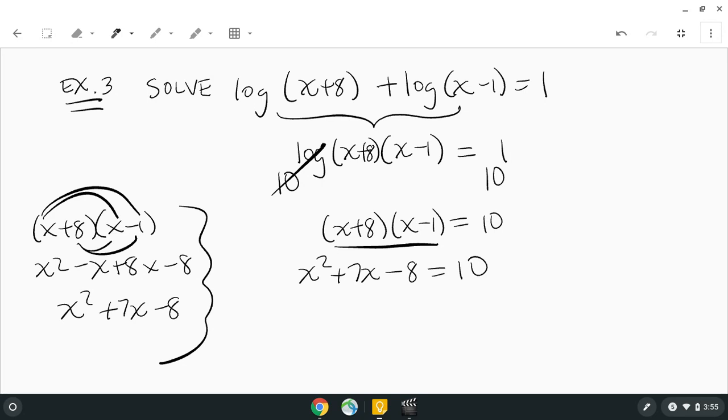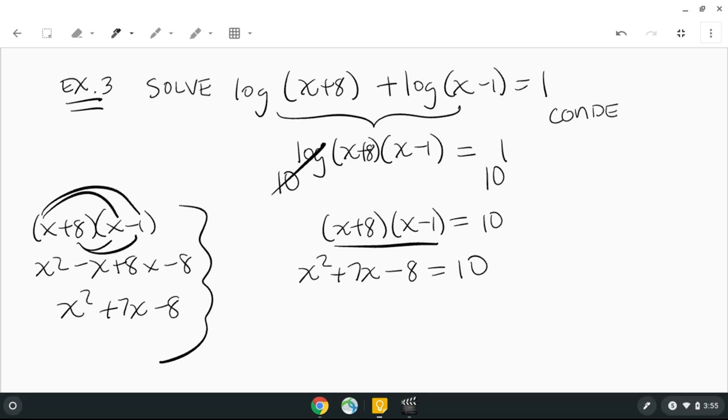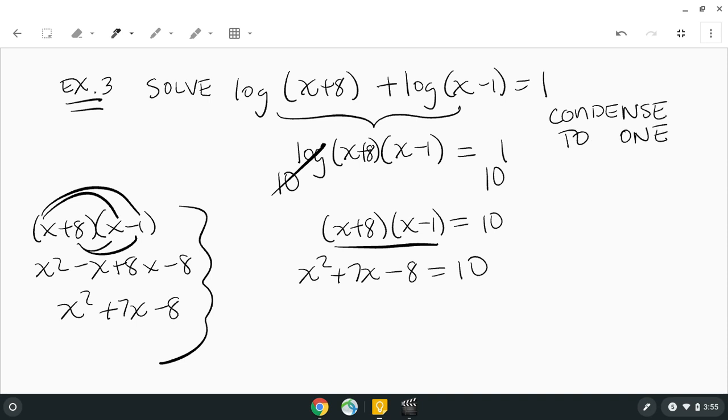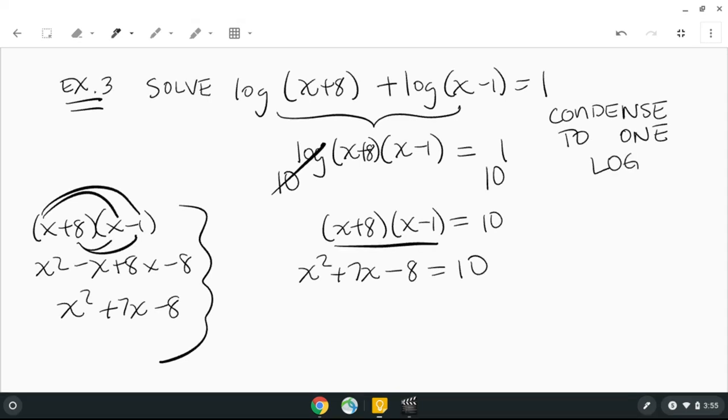So again, the first thing we need to do is condense to 1 log.